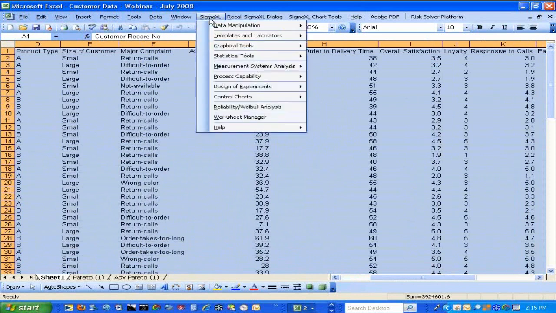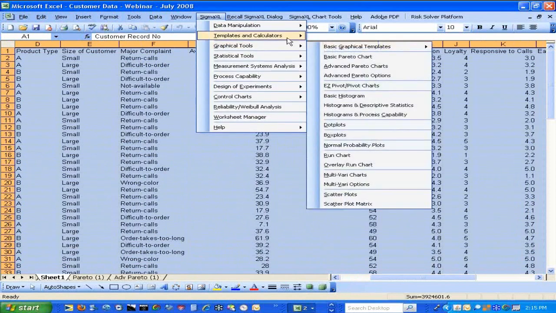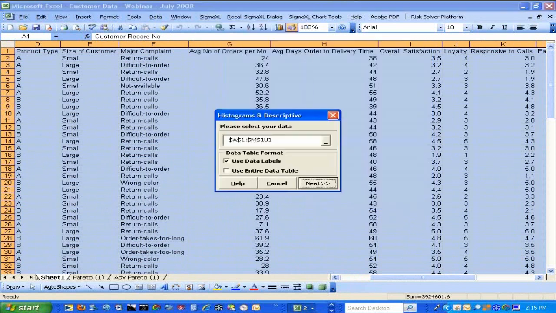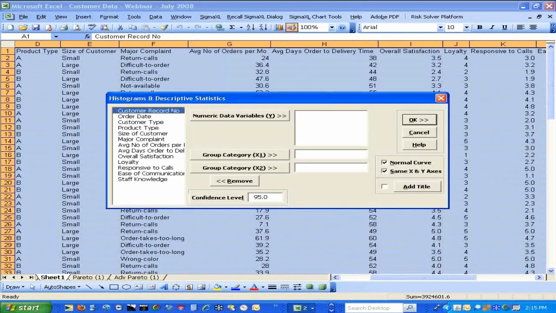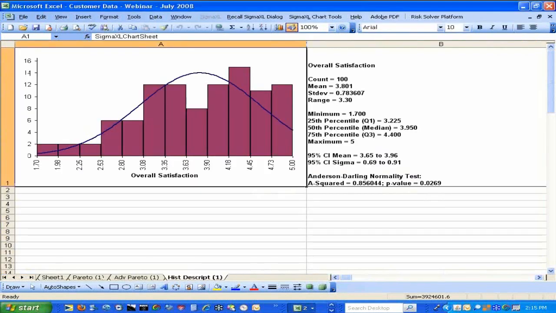And so I'll go to SigmaXL, go to graphical tools, and we'll do histograms and descriptive statistics. So that'll give us not only the histogram, but also the descriptive statistics. And we'll go ahead and look at that. And looking at this histogram, I can see that it's definitely not normally distributed. It's kind of a skew left. You've got a long tail, which is, by the way, a good thing when you're dealing with customer satisfaction, because you want more 4s and 5s and fewer 3s, 2s, and 1s.